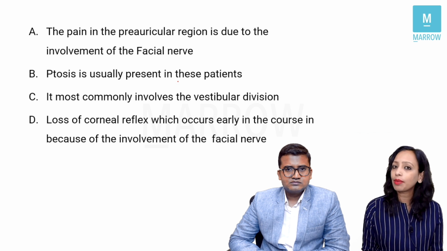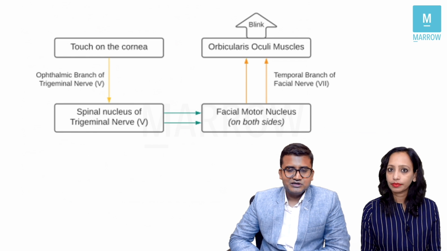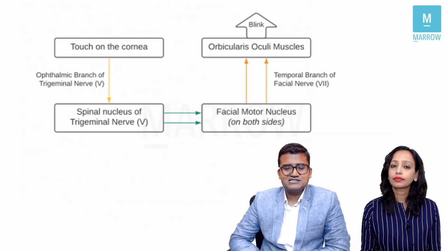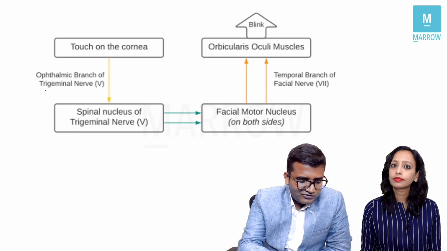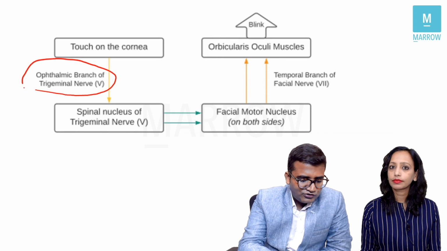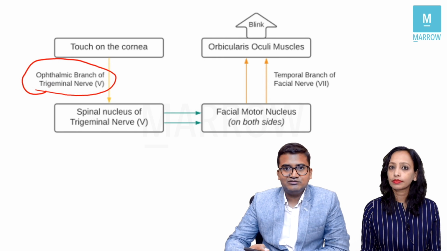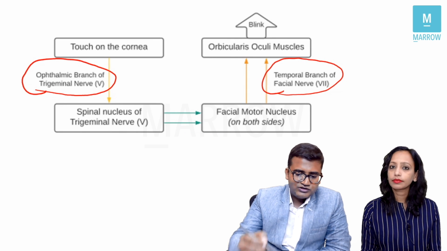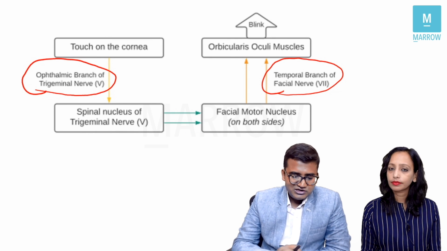So, sir, can you tell us something about the corneal reflex? Yeah, ma'am. Sure. So now this is the corneal reflex. So for the corneal reflex, please remember the afferent and efferent. The afferent of the corneal reflex is the ophthalmic division of the trigeminal nerve, and the efferent of the corneal reflex is the temporal branch of the facial nerve. Now see the option D.